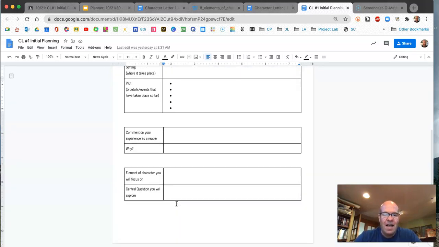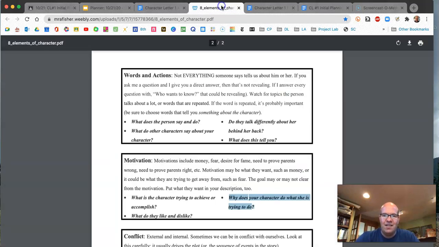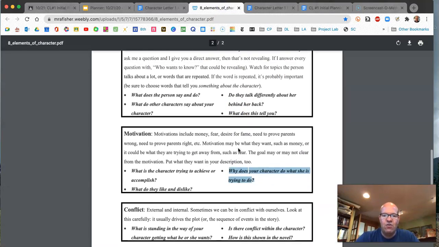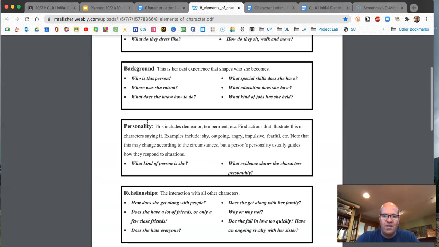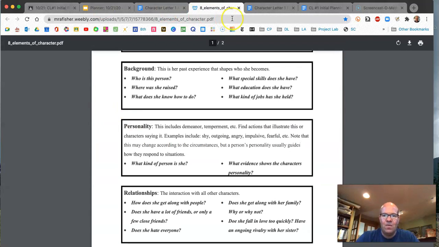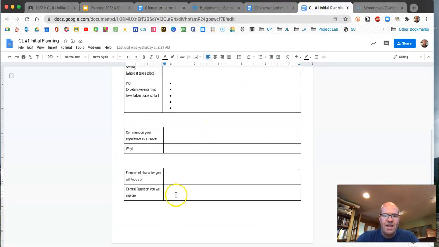Okay? Comment on your experience as a reader. Same thing that I said there. So when you read it, what's it like for you? What do you notice? And why? And then finally here, you're going to choose the element of character that you're going to focus on. This is where you go back to this sheet or to your notes, and you choose one of these: conflict, motivation, words and actions, relationships, personality. Okay, so choose that. And then it says, central question you'll explore.